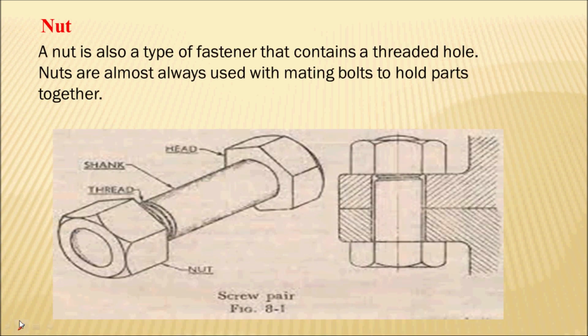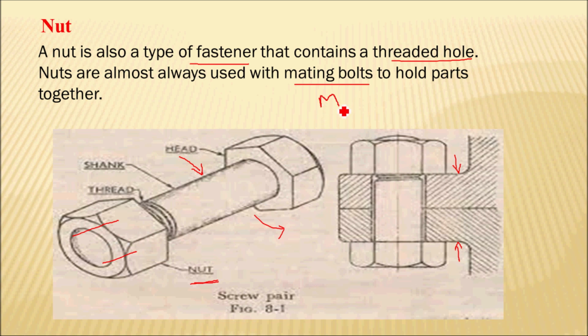We should know. So a nut is a type of mechanical fastener that is always used in pair with the bolt, which you can see in the image. This nut has a threaded hole. Nuts are used in pair with the mating bolt to hold two parts together. So here temporary fastening is there in between bolt and nut.